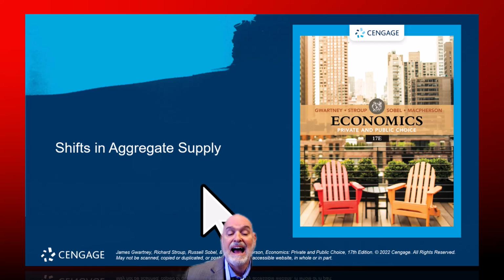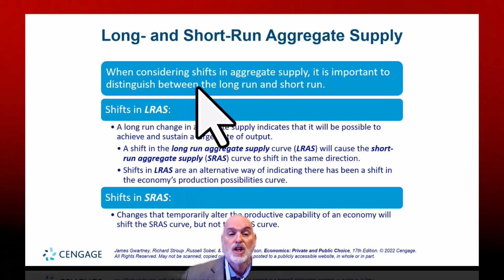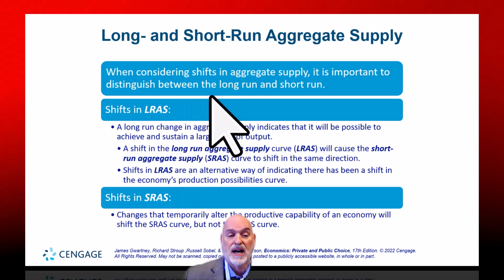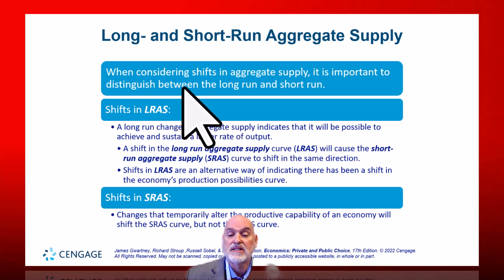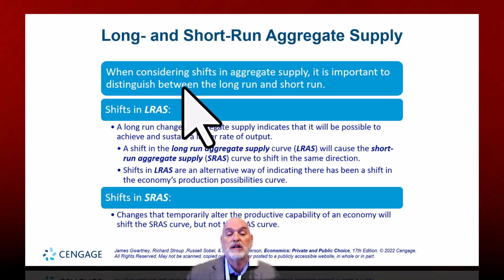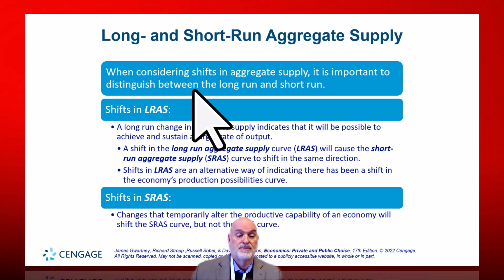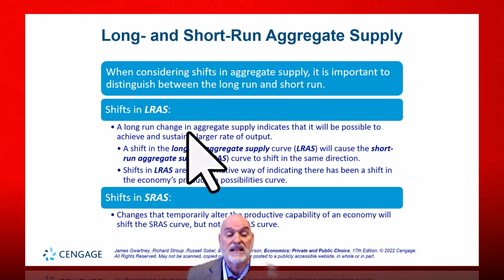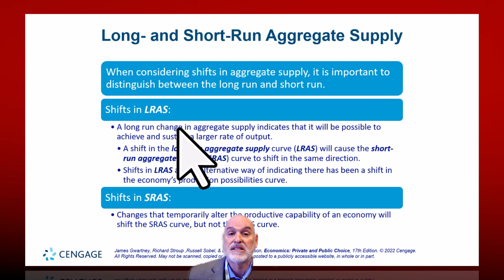Shifts in aggregate supply. Long and short run aggregate supply. When considering shifts in aggregate supply, it is important to distinguish between the long and short run. Shifts in LRAS, a long run change in aggregate supply, indicate that it will be possible to achieve and sustain a larger rate of output.